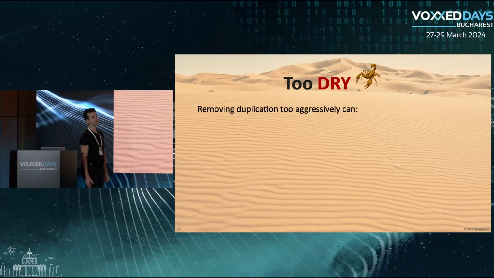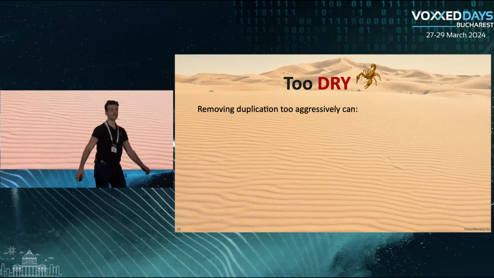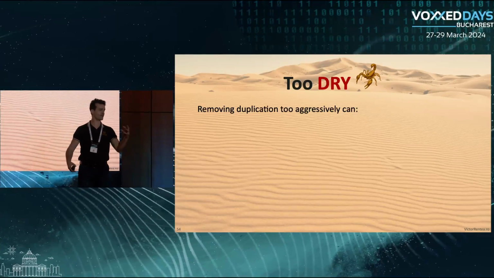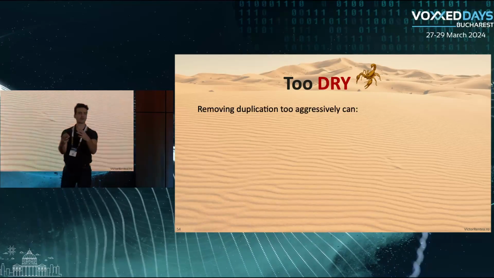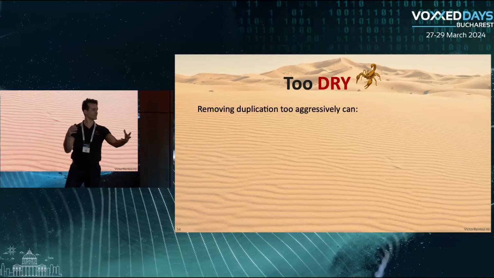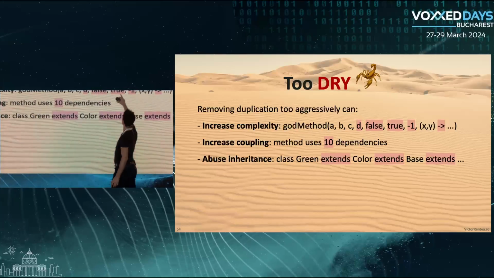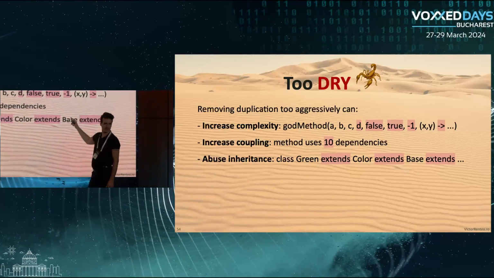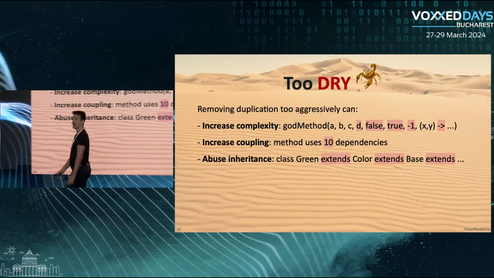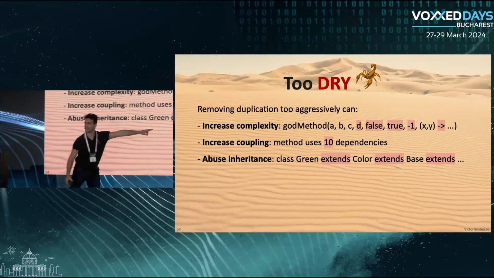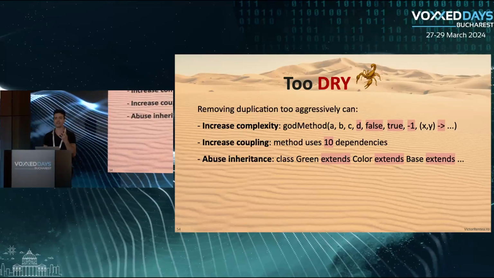If you try to remove duplication between any piece of your logic, what's going to happen? If you try to make a method do many things, what's going to happen with the method? It's going to grow very complex, right? Look, this takes A, B, C, D, falls through, -1 in the lambda. And then it uses 10 dependencies. Oh, and these guys extend. All of these are abuses just because we are keen on not repeating any line of logic. That's stupid.